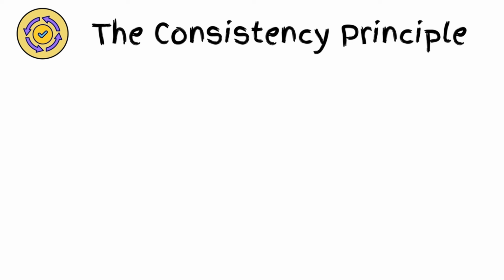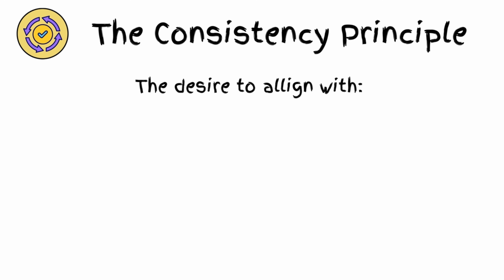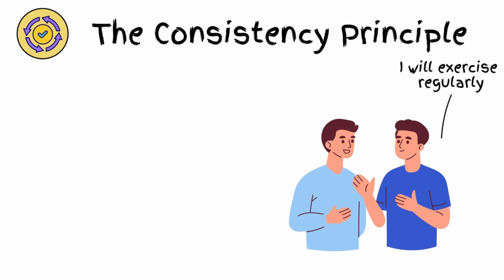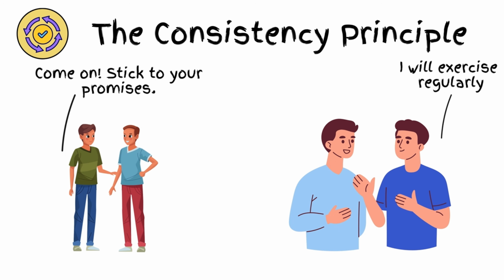Consistency principle. The consistency principle is based on the desire to align with past actions or statements. For instance, if you tell your friends you're going to start working out regularly, you'll be more likely to follow through. Having someone hold you accountable can greatly improve your commitment to achieving your goals.